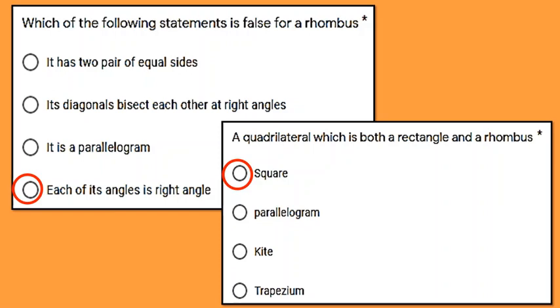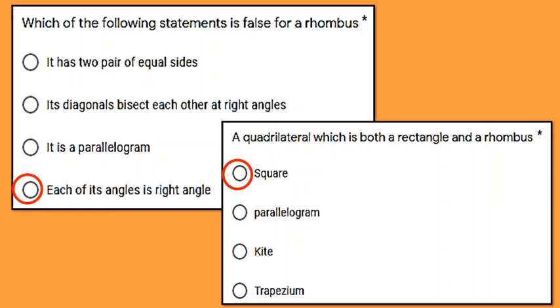First one, it has two pairs of equal sides. Correct, no? Two pairs means four equal sides, rhombus. Correct. Its diagonals bisect each other at right angles. Diagonals have a plus shape, passing through each other's midpoint. Yes, we have drawn the rhombus like that. So it is correct. It's a parallelogram. That is also correct. It's one among the three parallelograms. Rhombus, square and rectangle are parallelograms.